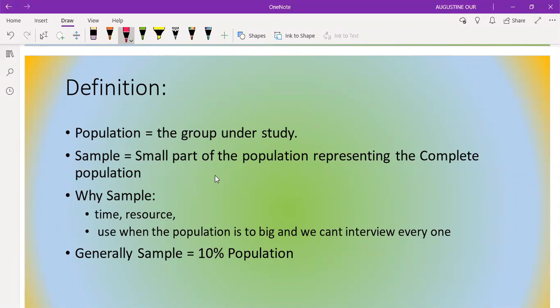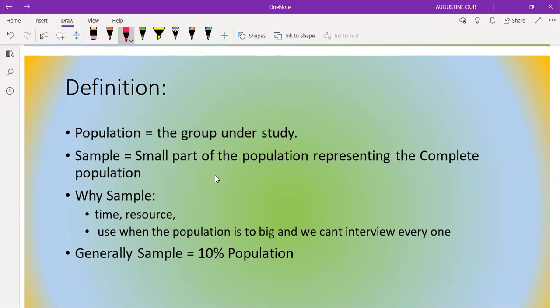Let me pick something simple, maybe the ratio of boys to girls in private school, okay? What is the ratio of boys to girls in private schools in Muscat? The population is the students in Muscat. So what you'll do, you will not go to every school and start checking the percentage of boys to girls in school.